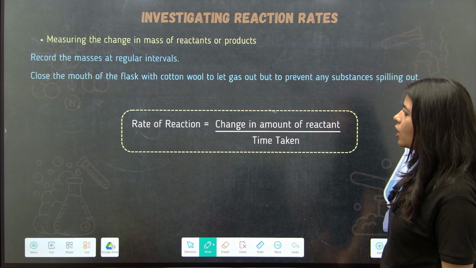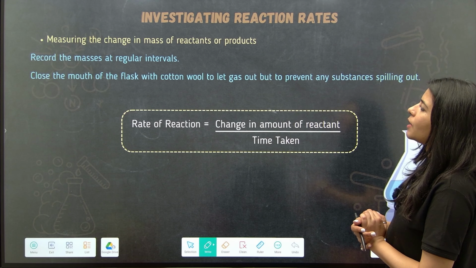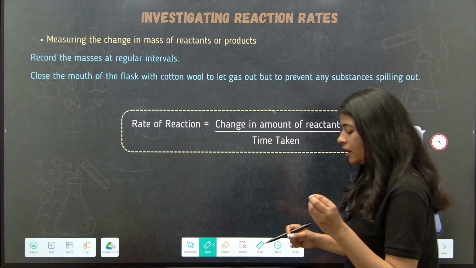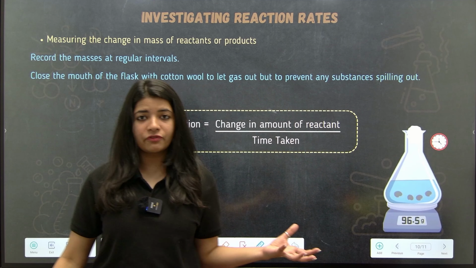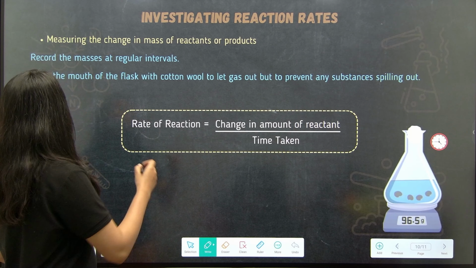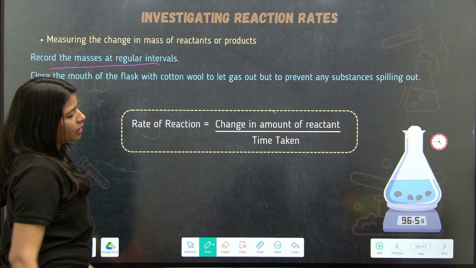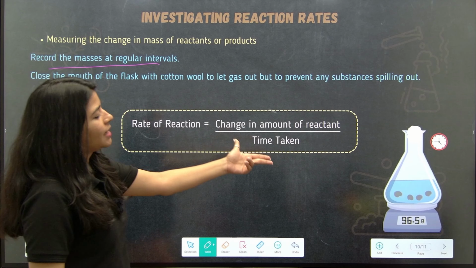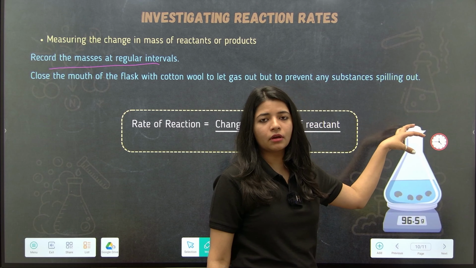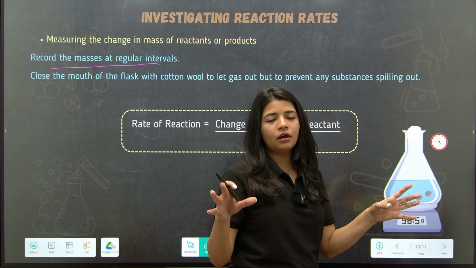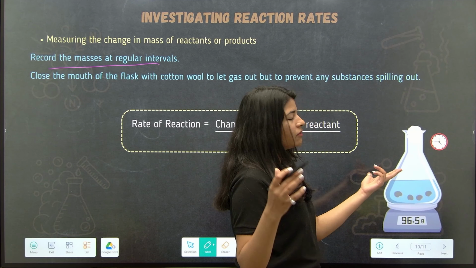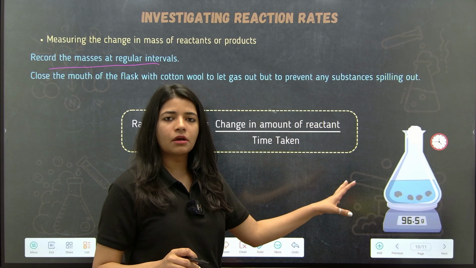Now let's move on. Here, measuring the change in mass of reactant and product. So how will we measure the change in mass of reactant and product when the reaction is taking place? We record the masses at regular intervals. You can see this setup. For example, any reaction is taking place, we put a cotton plug over it so that no mass is exchanged with the surroundings, and it remains intact, and we can find the result with accuracy.